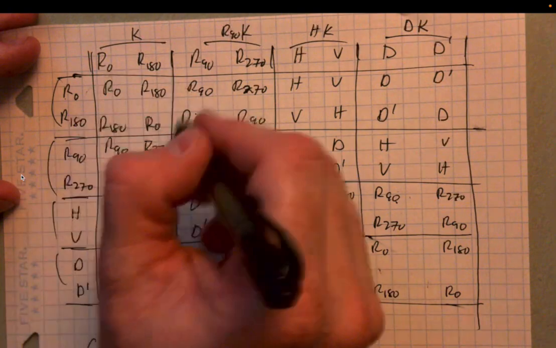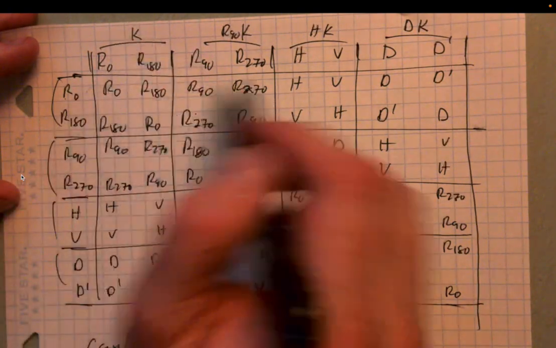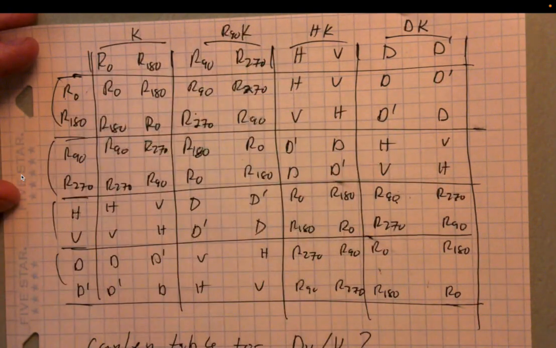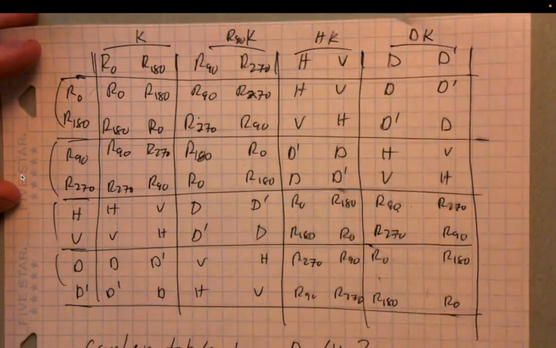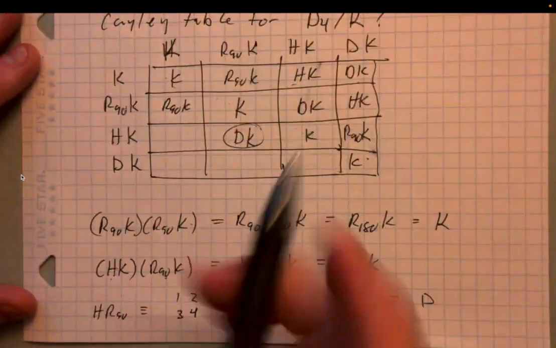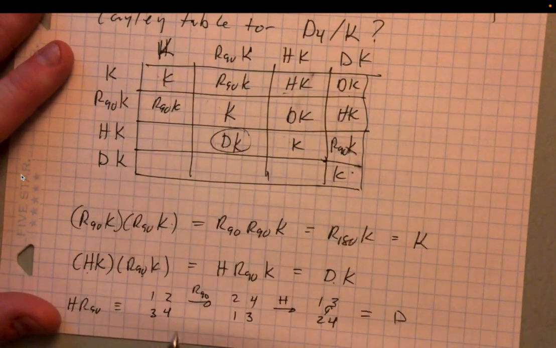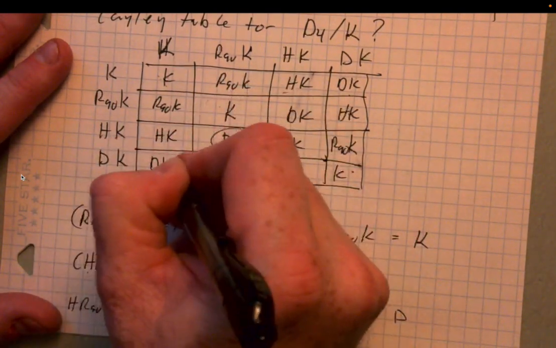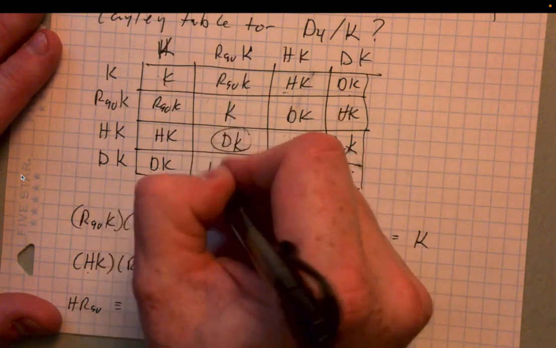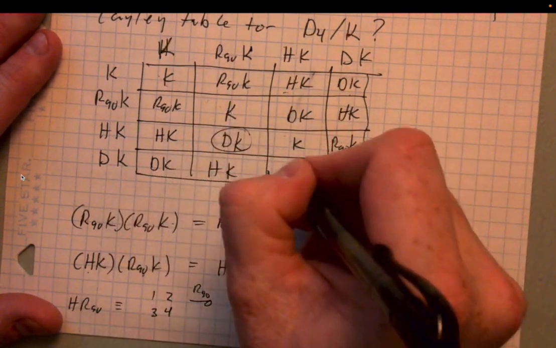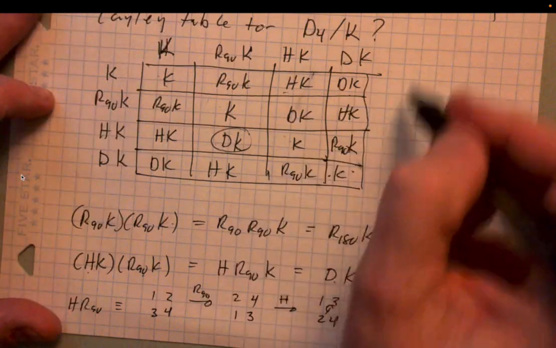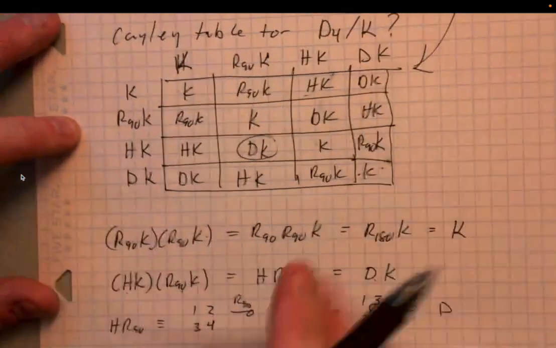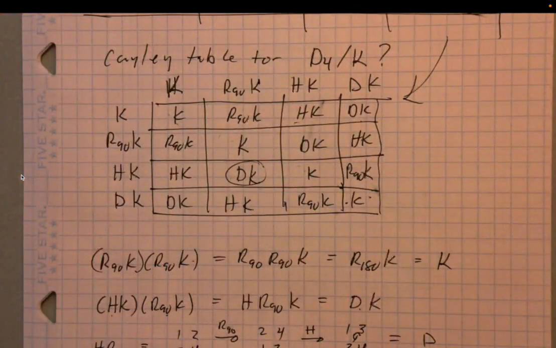So each of these squares represents the intersection of the cosets, or the result of the cosets operating on one another, right? And then down here is explicitly writing out the cosets. So here I get HK, and here I get DK, and HK, and R90K. Right? And you can see that this structure collapses right onto this smaller table.